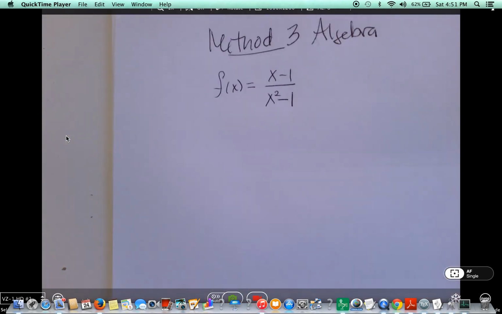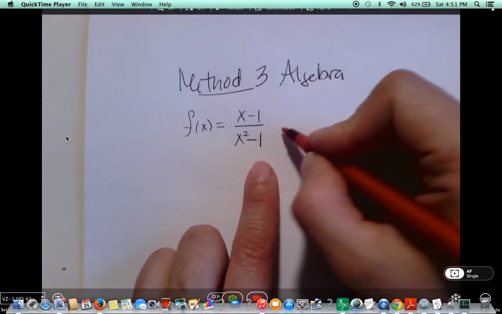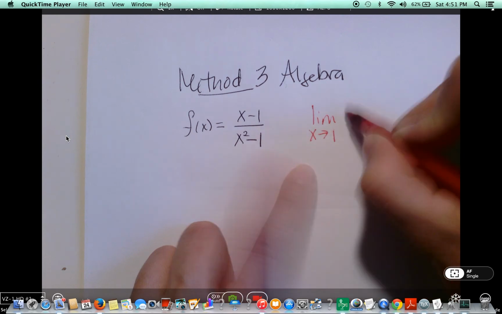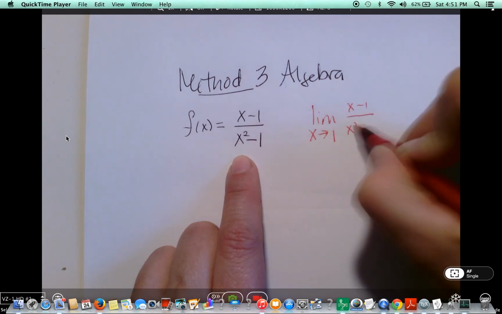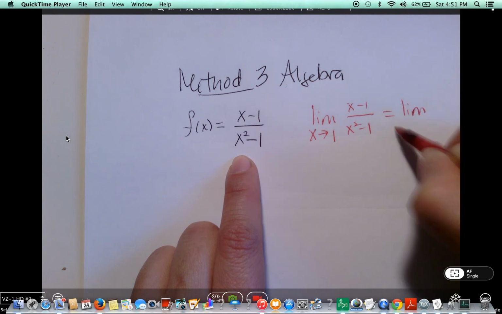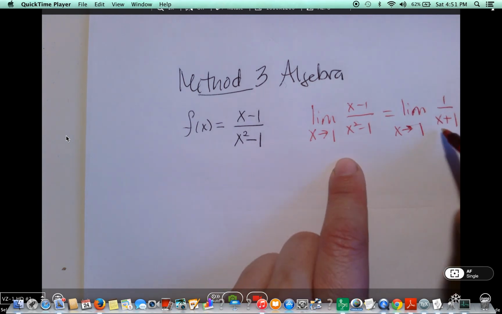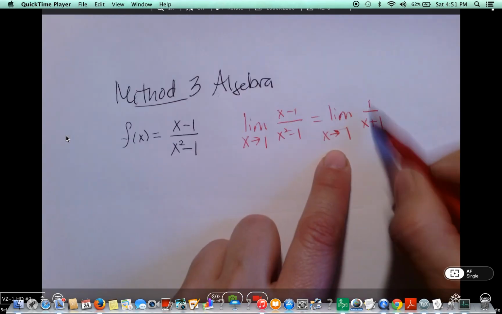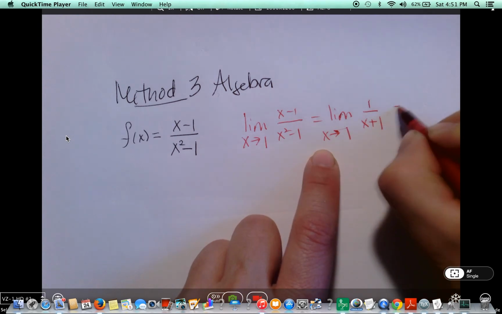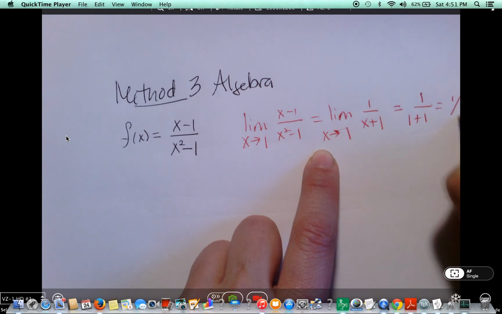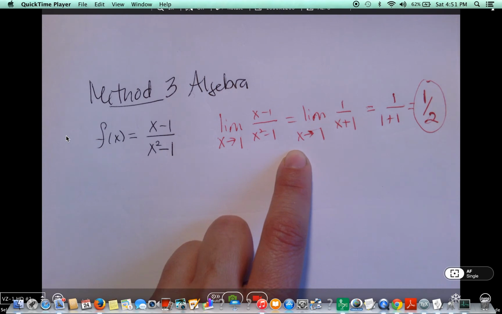So algebraically, we can compute this limit by saying that the limit as x approaches 1 of f of x is equal to the limit as x approaches 1 of g of x, the other function. The limits are the same, even though the functions are not. This function doesn't have any strange behavior, so when I plug 1 into this function, I get 1 over 1 plus 1, which is 1/2. Okay, so this is another way to evaluate limits.